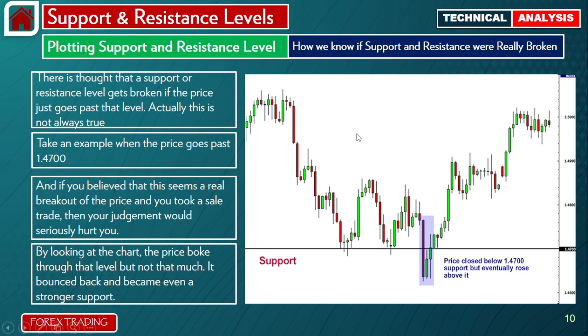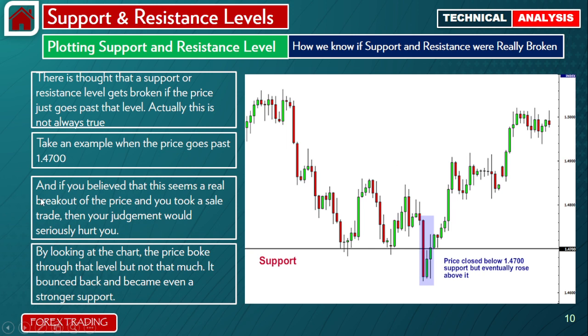So how do we know if a support or resistance level is really broken? There is a thought that a support or resistance level gets broken if the price just goes past that level. Actually, that's not true. See over here, it has gone past that level, but it has not actually broken because it has come back again. Take an example of this 1.4700 level again. The price closed below 1.4700 support, but eventually rose above it. So it goes back, and actually it bounces back again.